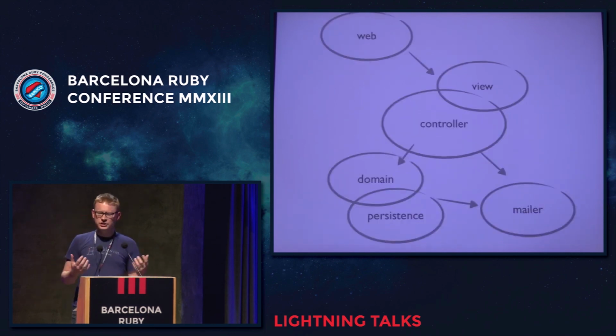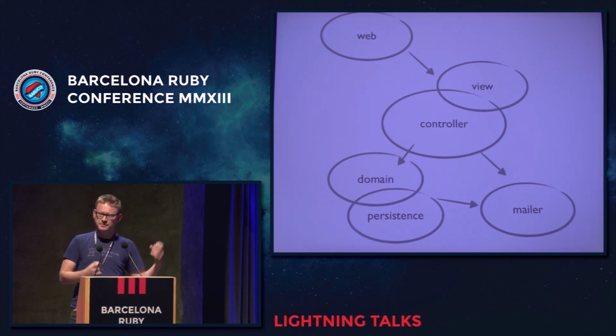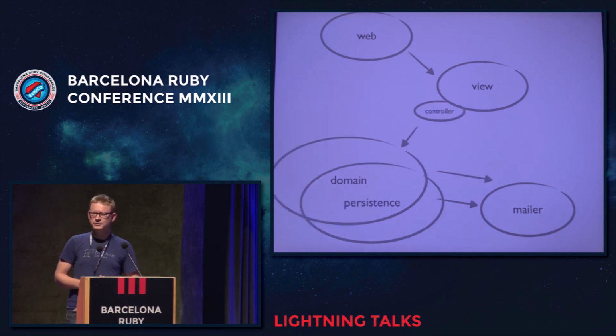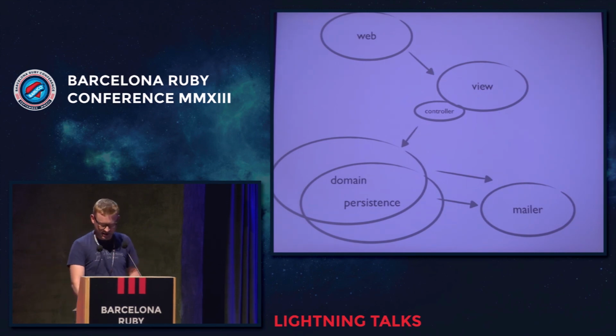Traditionally, we used to design Rails apps a little bit like this, where we have a web view, and then we have a big controller, and then we have our domain and persistence all conflated in an Active Record object often, and then maybe it talks to an external service like a mailer or something. After we were told we shouldn't do that, what we ended up doing is shrinking down the controller and sticking everything into this big conflated domain and persistence layer.